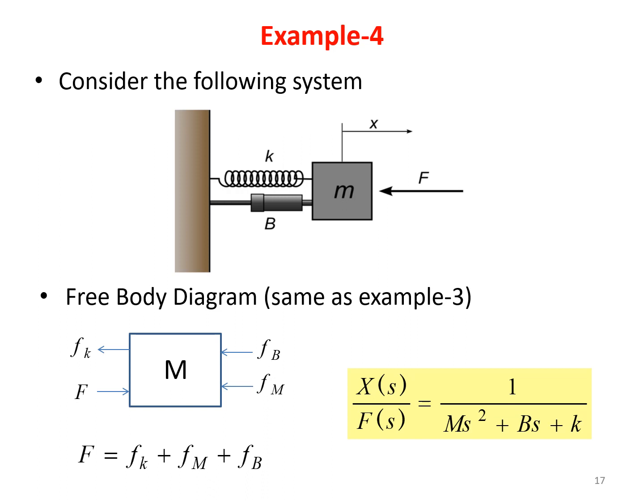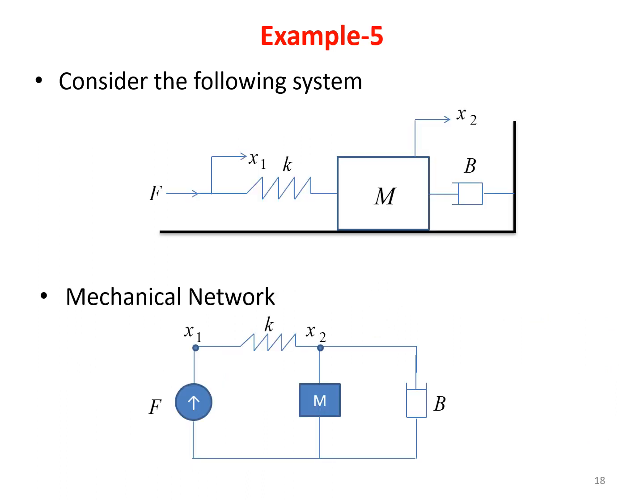So these are a few other examples wherein I have a dashpot, a spring and a mass. This is the free body diagram, and this is the transfer function. This you can try later. Same procedure we need to follow.